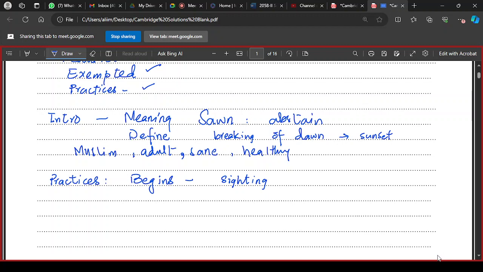Crescent, the first moon. So talk about the beginning of the month. It begins with the sighting of the moon, the moon sighting.